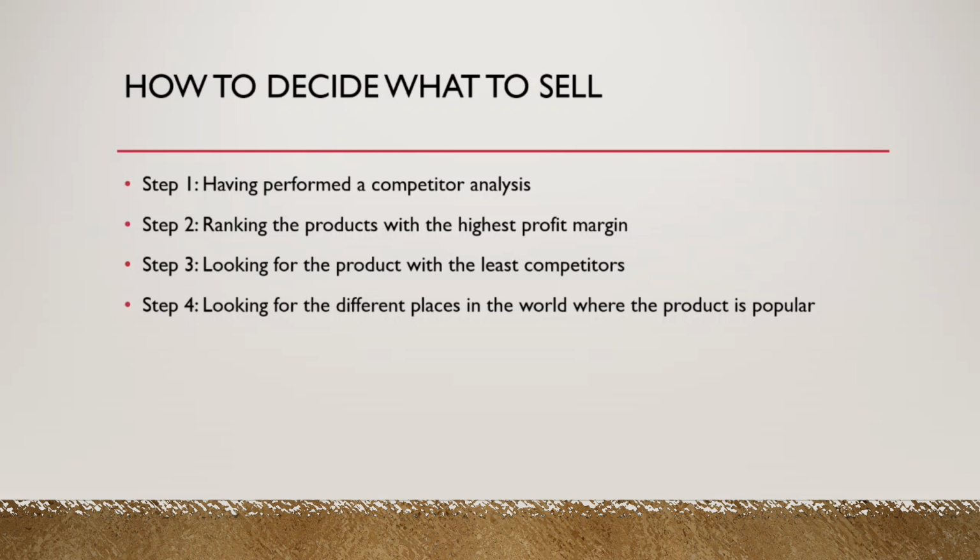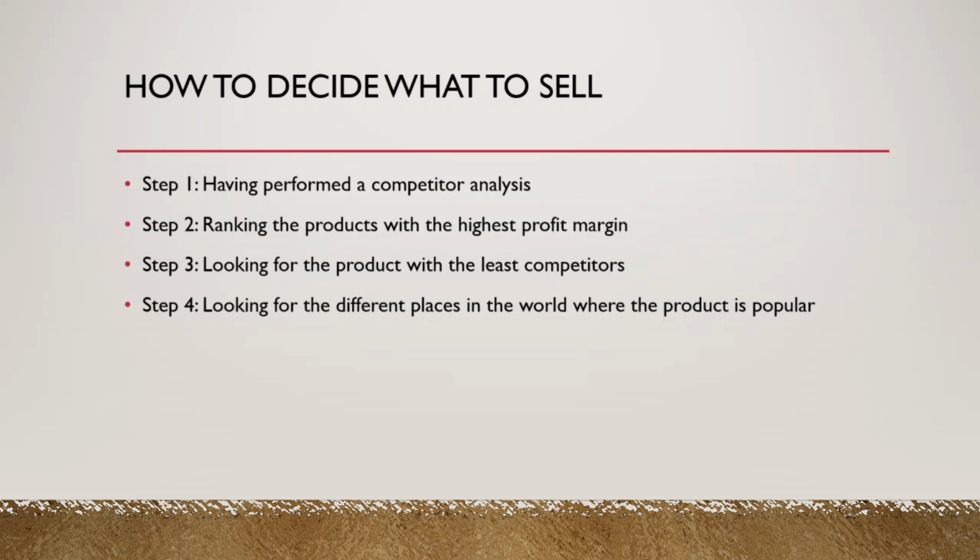Step 3, you want to look for a product that doesn't have a lot of competition, so with the fewest competitors. How do you look for this? That's through social media, and I'd say Amazon, because Amazon is a huge marketplace. So you can see the supply of a certain product.